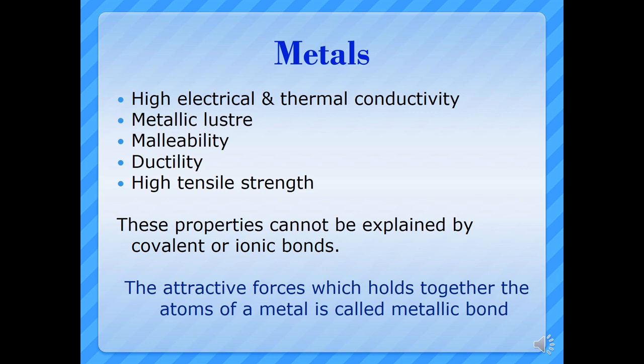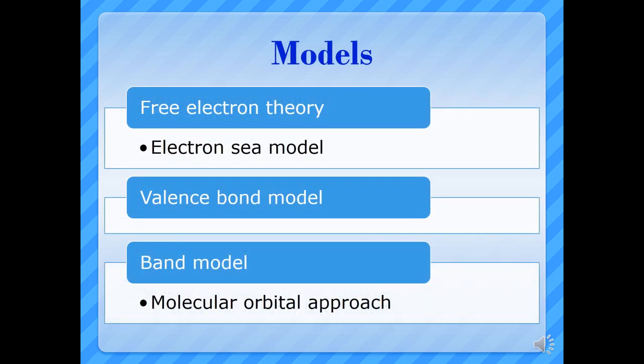As we know, the metal atoms are arranged closely together in a metal lattice. The atoms are closely packed in a metal lattice. The attractive forces which hold together the atoms of a metal in its metal lattice are called a metallic bond. So a metallic bond is simply the attractive forces which hold together the atoms of a metal in a crystal lattice. There are different models or theories which explain metallic bonds.